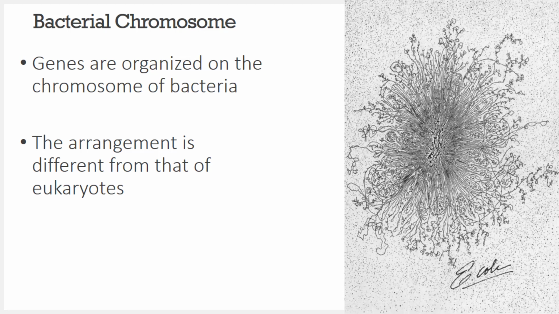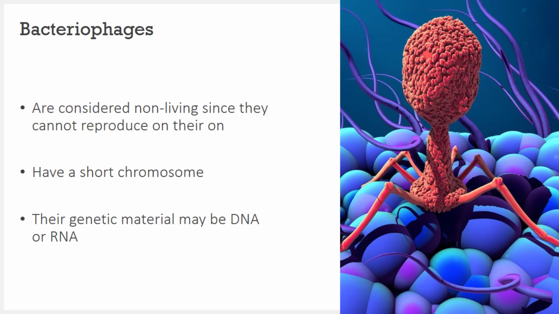And the reason for that is because they are prokaryotes. And prokaryotes have a different way of arranging their chromosomes. Viruses are also very different from the organisms that you've studied so far. Now, viruses share some of the properties of the organisms. For example, their genetic material is either DNA or RNA, and they usually have a short chromosome.